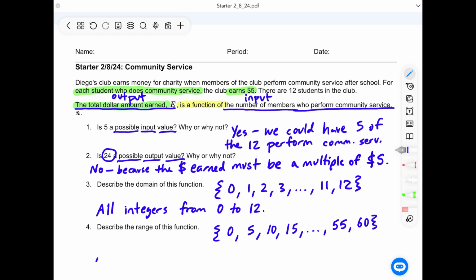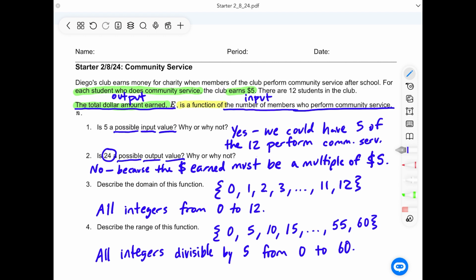Or I could say, once again, all integers, but this time it's not every individual number. It's just the ones that are multiples of 5. So I could say all integers that are multiples of 5, or here's another way of saying it, all integers divisible by 5 from the smallest amount of money, $0, to the largest amount of money, $60.